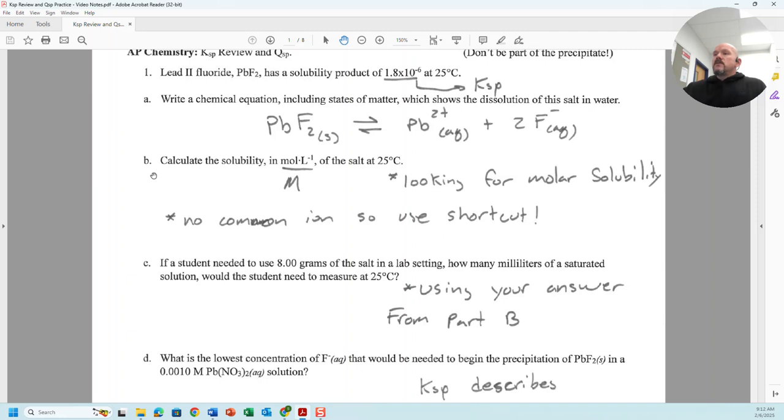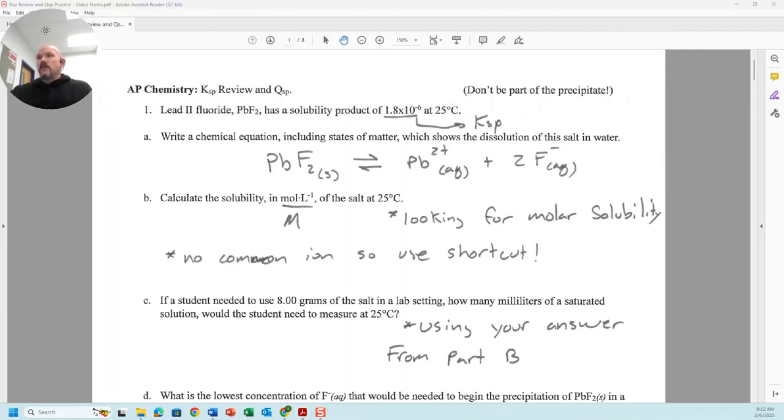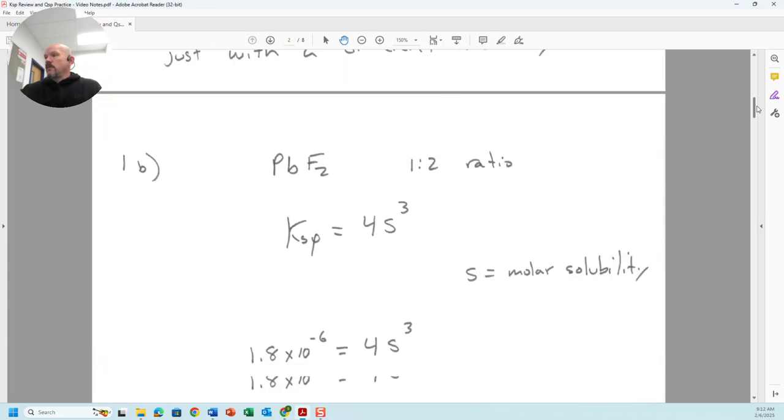All right. So part B says calculate the solubility in moles per liter, so that's molarity. So it's asking for the molar solubility at 25 degrees Celsius. So we're going to just skip right to our shortcut. Let me move my head over on this side, and let me scroll down over here.